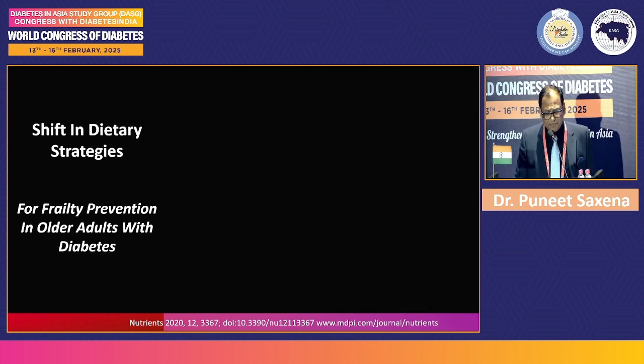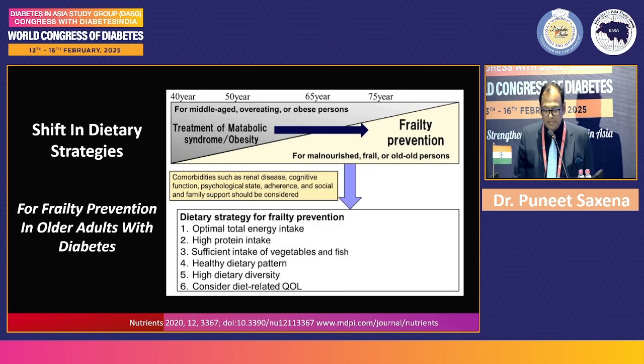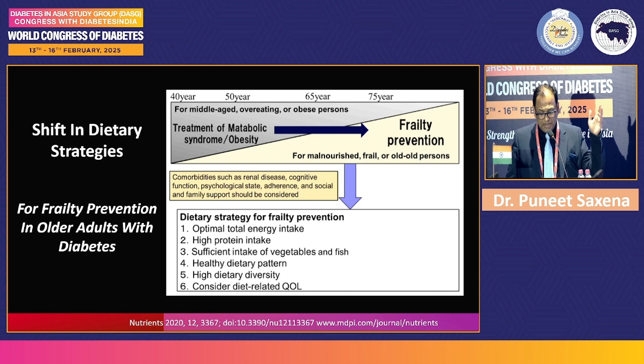So the shift in dietary strategies should focus on frailty prevention, equally with the glycemic load or glycemic index of the food in diabetics. Optimal total energy intake needs to be individualized, with high protein intake, vegetables, fish, and a healthy dietary pattern, regular meals, and then finally the quality of life as compared to diet.